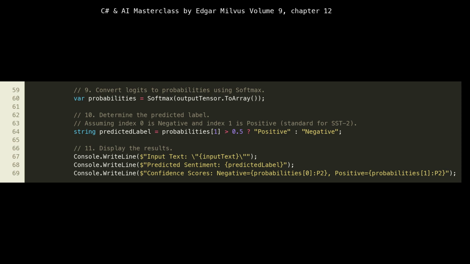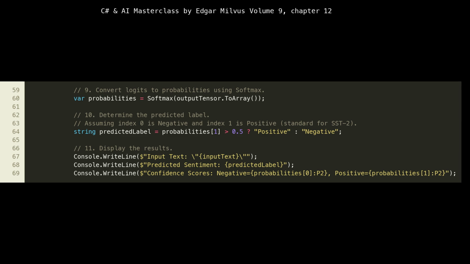Lines 59 to 69 focus on processing the model's raw output and presenting the results. At line 57, results.First().AsEnumerable<float> extracts the primary output tensor, which contains the logits. Logits are raw, unnormalized scores. To convert these into meaningful probabilities that sum to 1, we apply the softmax function at line 60. This is a standard practice in classification tasks.